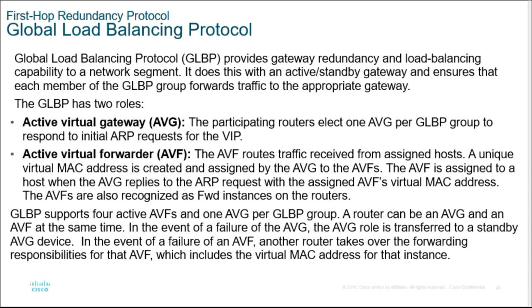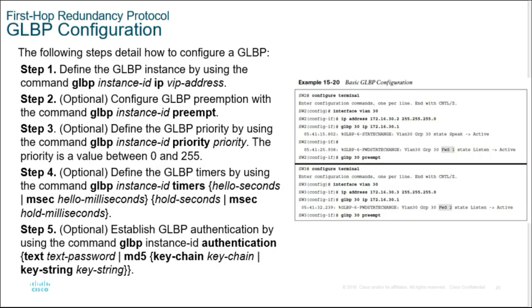GLBP supports four active virtual forwarders and one AVG per GLBP group. A router can be an AVG and also an AVF at the same time. We can appoint a standby AVG device as well, so that when the active AVG router fails, there is a backup. Again, the configuration commands are quite similar to HSRP.